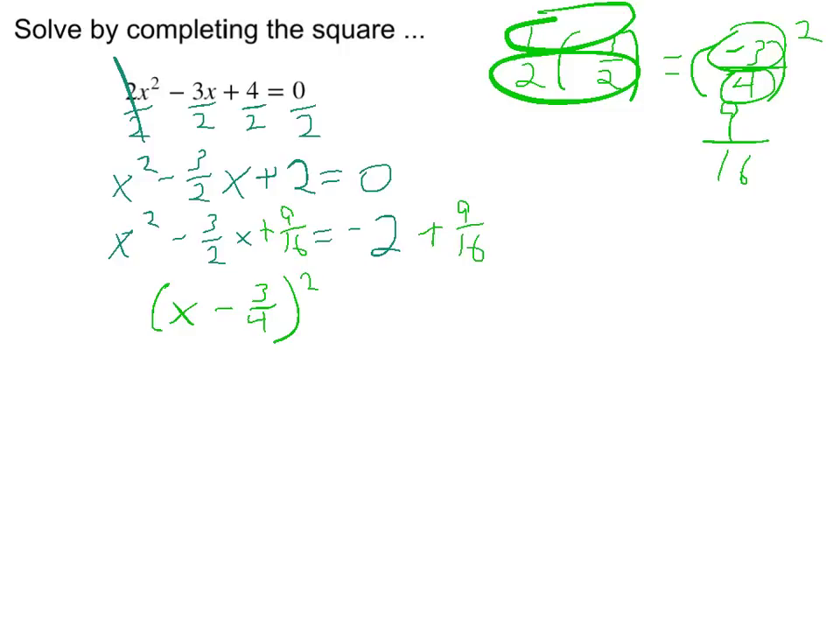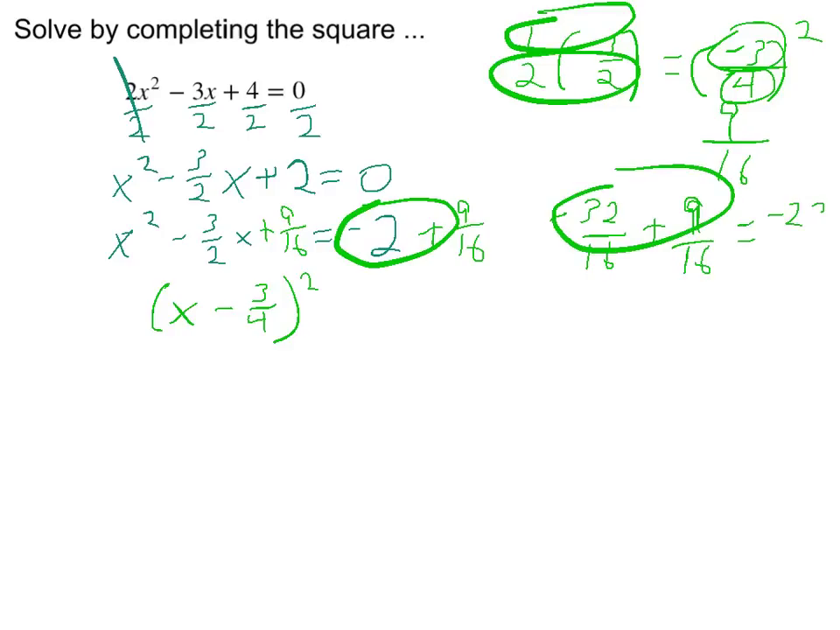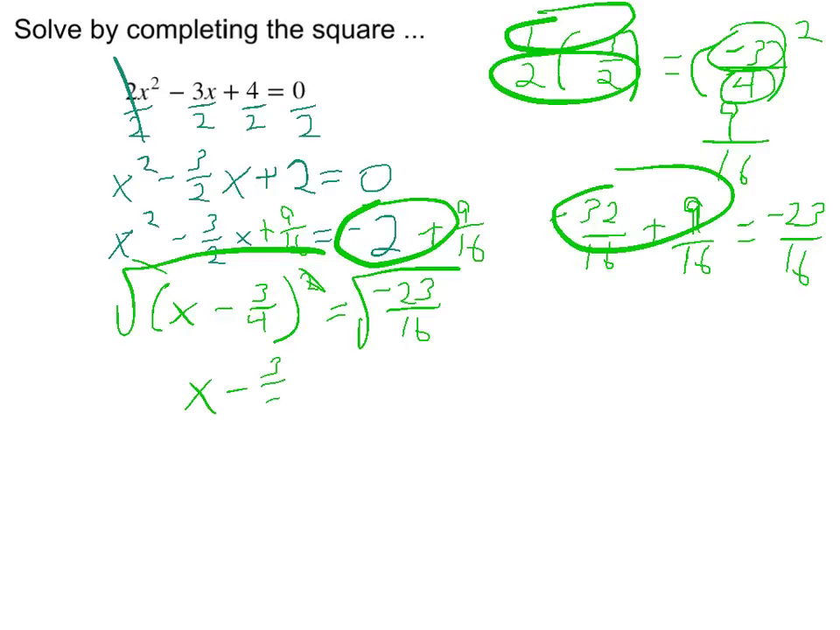Don't forget, when you're adding fractions, you need a common denominator. So what is that? Negative 2. Well, how about a negative 32/16? That's negative 2. Now we have a common denominator. That's a 9. Add this up, you get negative 23/16. So this equals negative 23/16. Square root. When you square root a square or square a square root, either way, cancels each other out. And we have this, and like I said before, don't forget plus or minus.